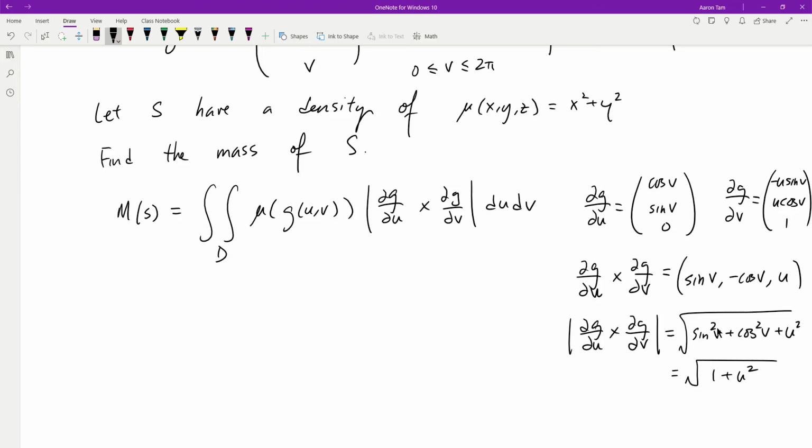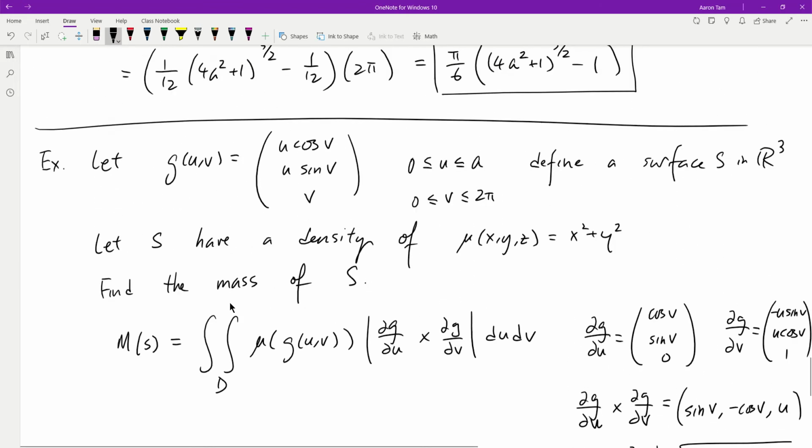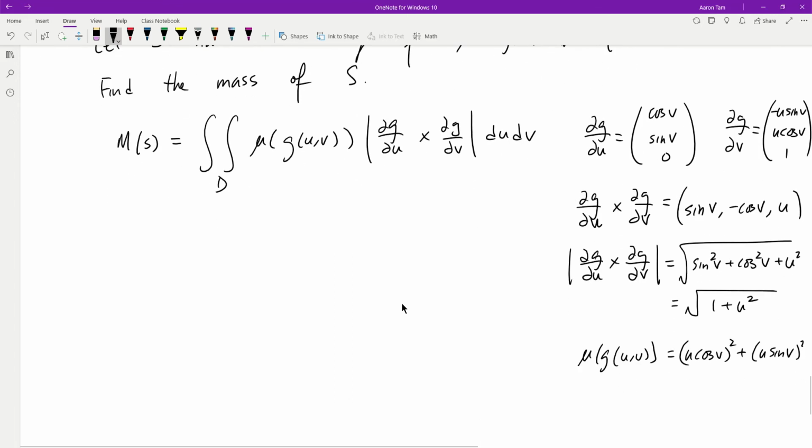Now, here's the interesting thing also. If I look at the density function, so the density of g of uv would basically just be x squared plus y squared. So therefore, it will be just u cosine v squared plus u sine v squared. Oh, you know what? I am sorry. I apologize. I meant to say that the density is the square root of that. So that would literally be just the distance from the z-axis. My mistake. So therefore, I'm going to put a square root of that also.